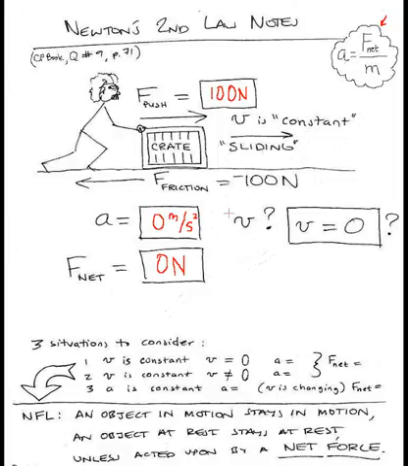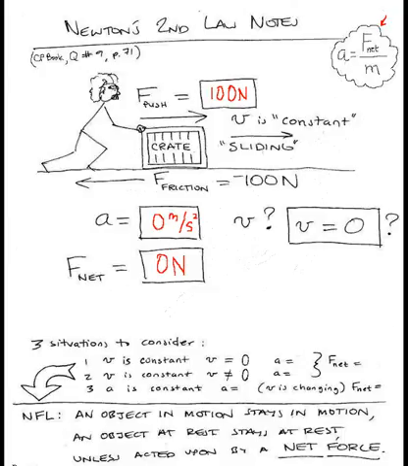All it means here is that if the forces are balanced, you will have no acceleration, which is the definition of a constant velocity. It doesn't mean that the velocity is 0. The velocity could be 0. It just means the velocity is constant.